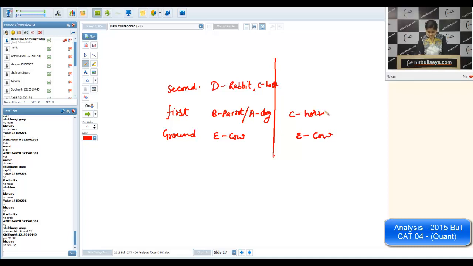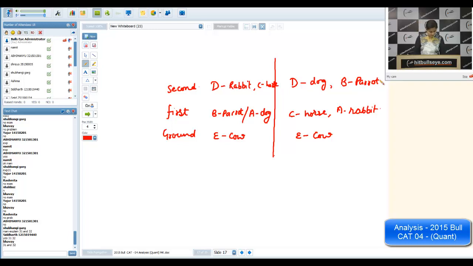horse, A rabbit, D dog, and B is parrot. This B is parrot. These two solutions are possible. Based on these two solutions, only the first question, which was who stays on the first floor, its answer is changed. Otherwise, the remaining two questions have the same answer.